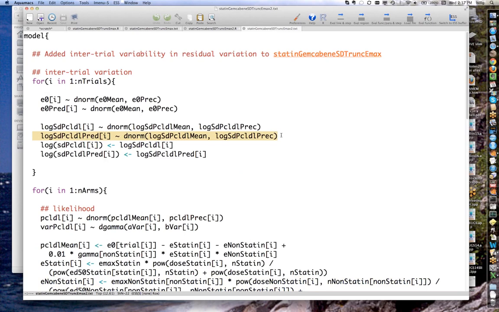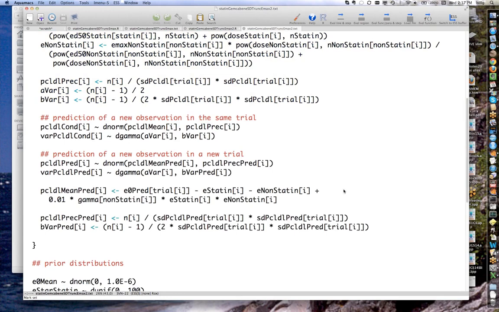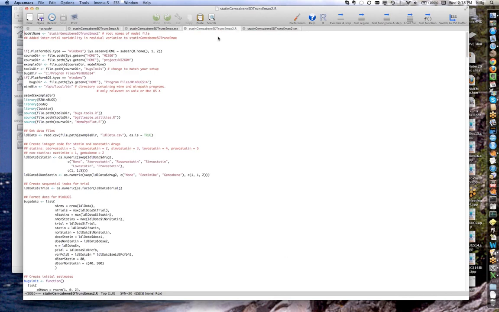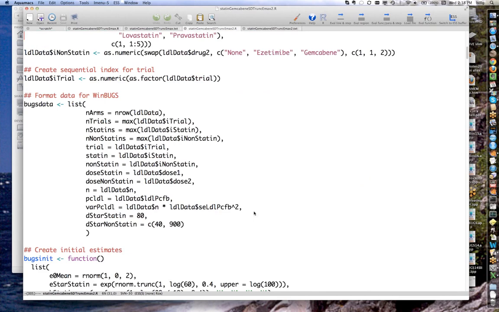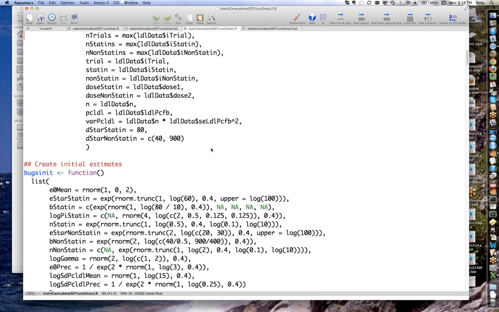So that's another difference in there: to do our posterior predictions changes a bit. And then in the corresponding R script, of course we've got to change the name up here. Let's see what changes. The data is the same as the last. There wouldn't be anything that changes there.